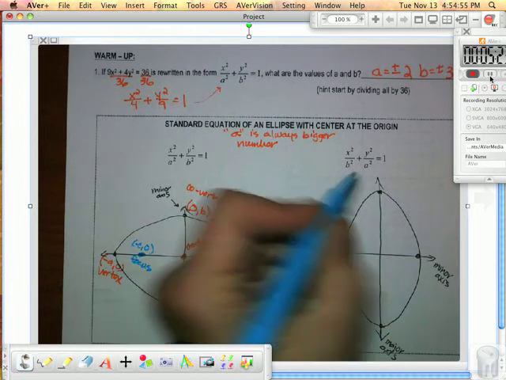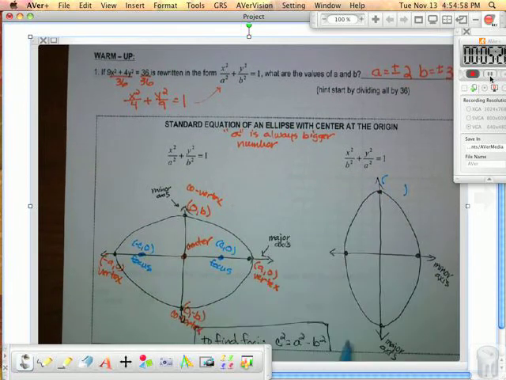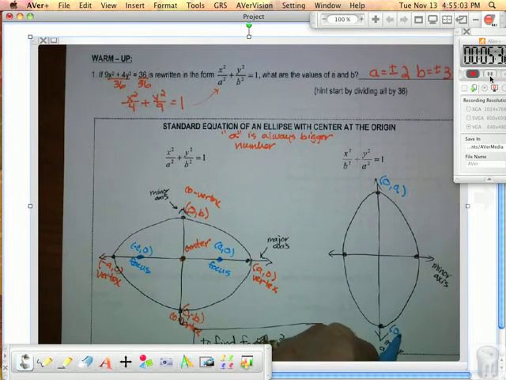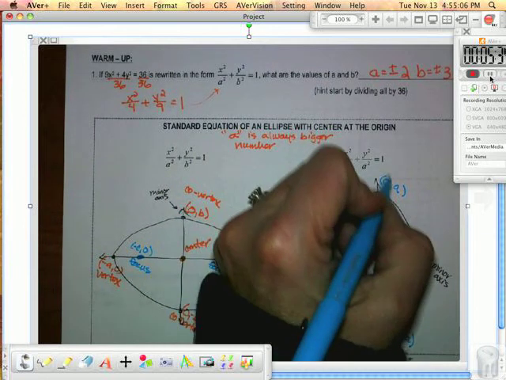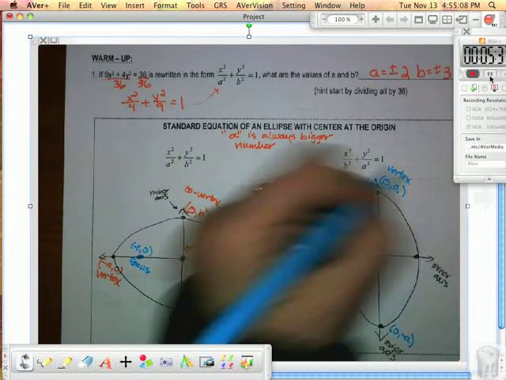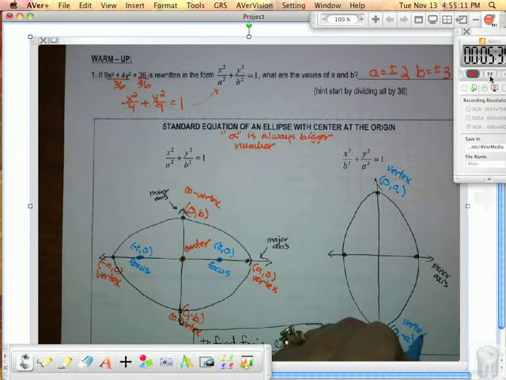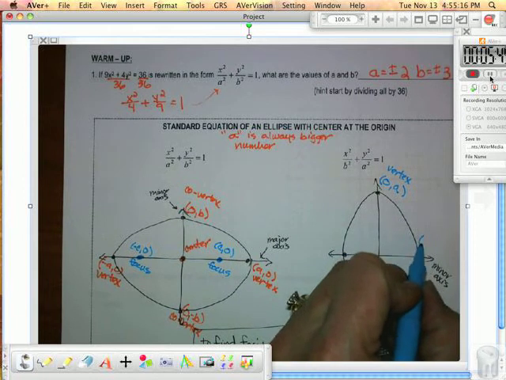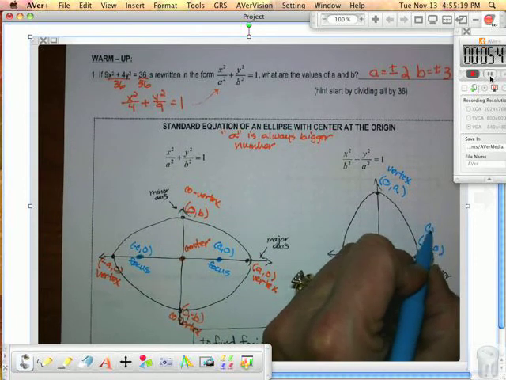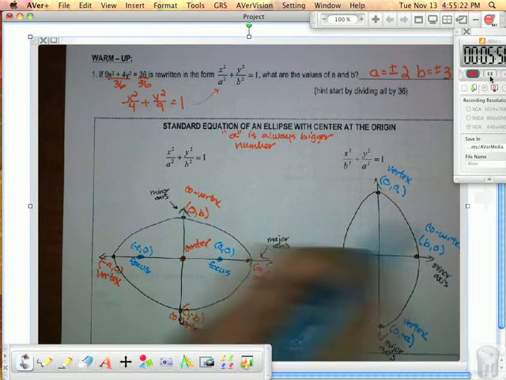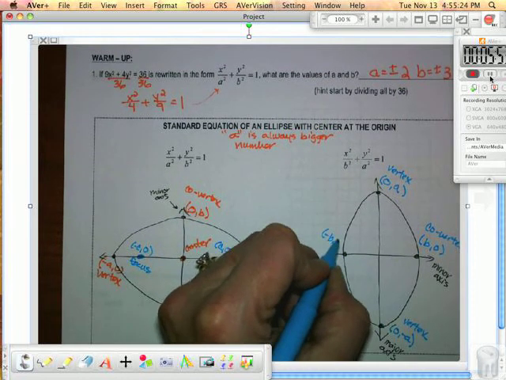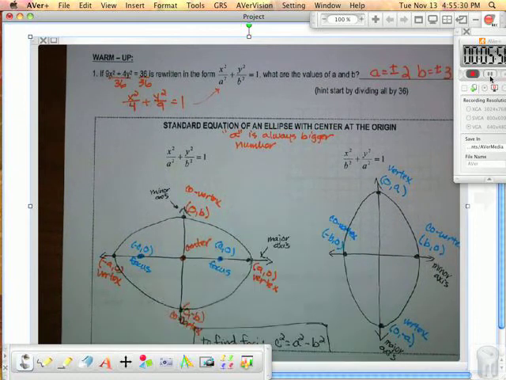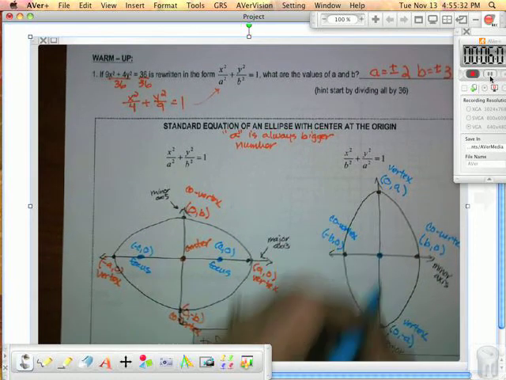So if that's the case, then what happens is my a is going to be here. That's going to be my vertex, wherever a is. Consequently, this is where my b will be. Okay, so that's going to be (b, 0), and that'll be a covertex. And this will be (negative b, 0), and that's also a covertex. Okay, again, we're always having the center at the origin.